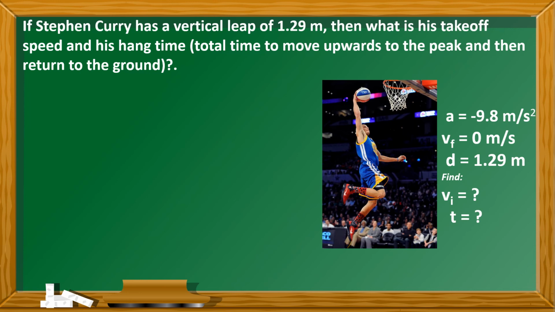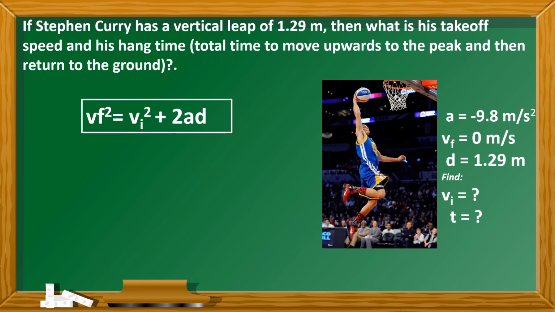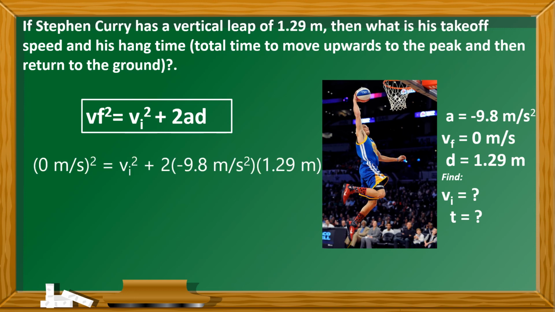Looking at the variables given, the equation that we need to use is final velocity squared is equal to initial velocity squared plus 2AD. So let's substitute. Our final velocity is 0 meters per second. Initial velocity is still unknown. Then plus 2, our acceleration is negative 9.8 meters per second squared, then our displacement is 1.29 meters. Solving.